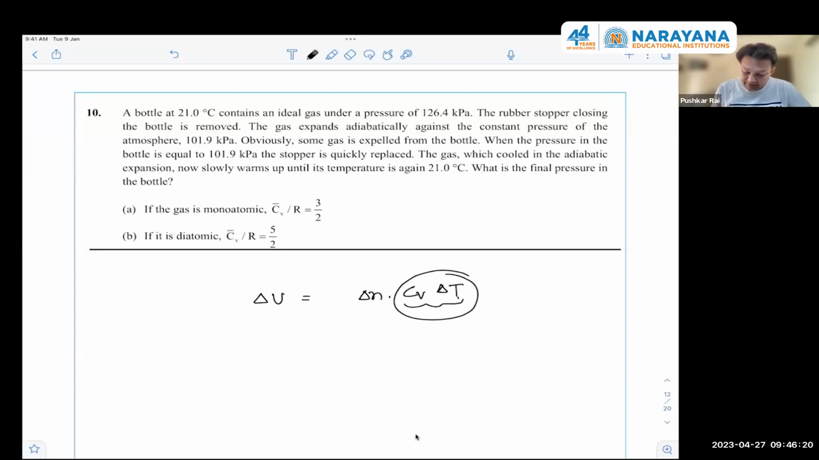So how to get this delta N? Delta N can be written as P1 V1 by T1 minus P2 V2 by T2. P1 V1 by T1, okay, this is N1. And minus P2 V2 by T2, that is N1 minus N2.